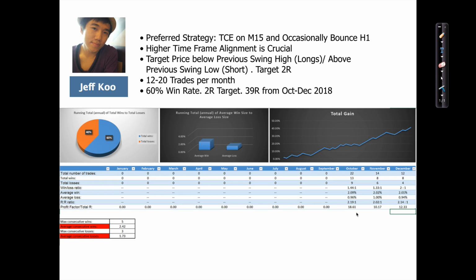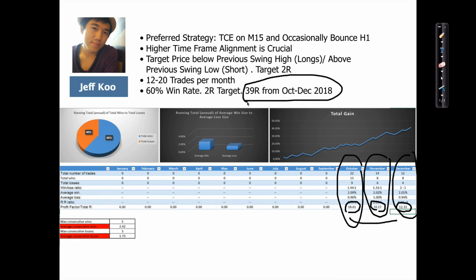Okay, so the first is Jeff Hu, and these were his recent results, which are pretty impressive. He started trading in October, so he's got 3 months of trading so far. For October, you see he got 18R, 10R for November, and 12R for December. So a total of 39R, which is pretty good. And a 60% win rate on average.